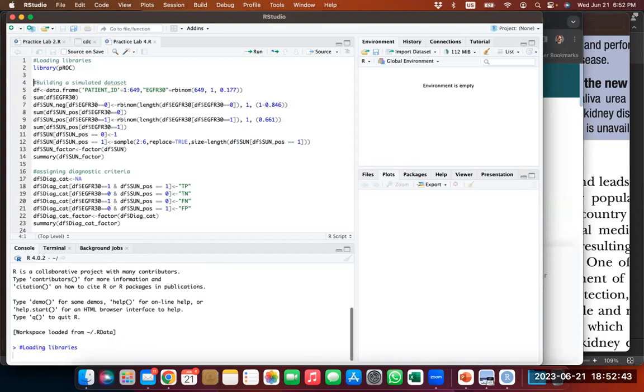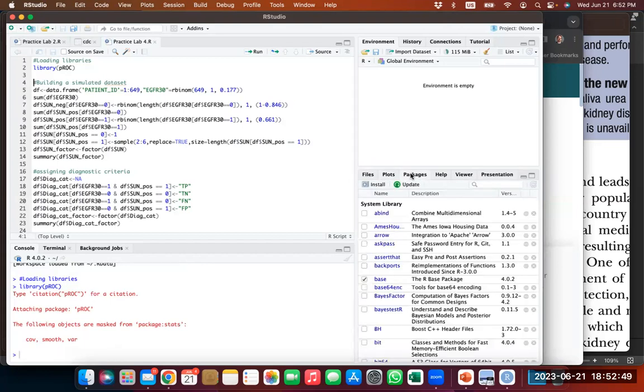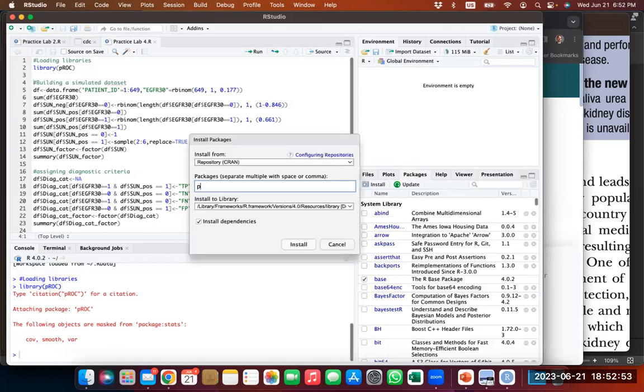So let's just start off with this line. You need to install the package first. So please go on packages, go on install, and write pROC, and you will find the package pROC. Install this in your RStudio. I hope no more Rtools issues.